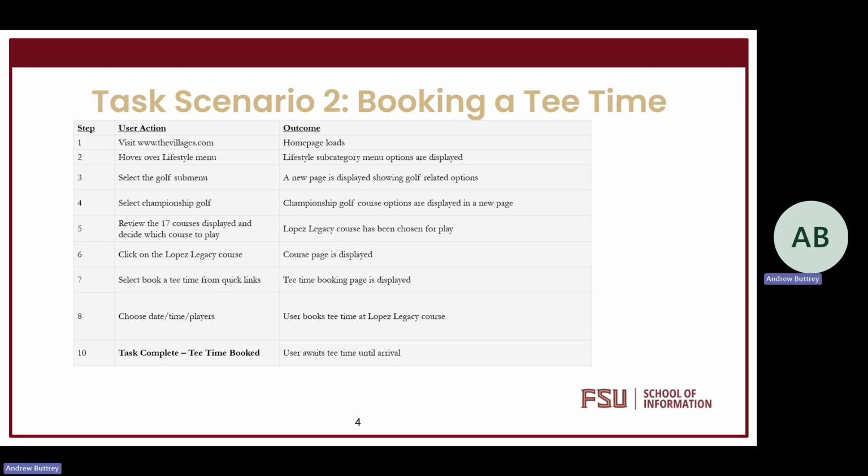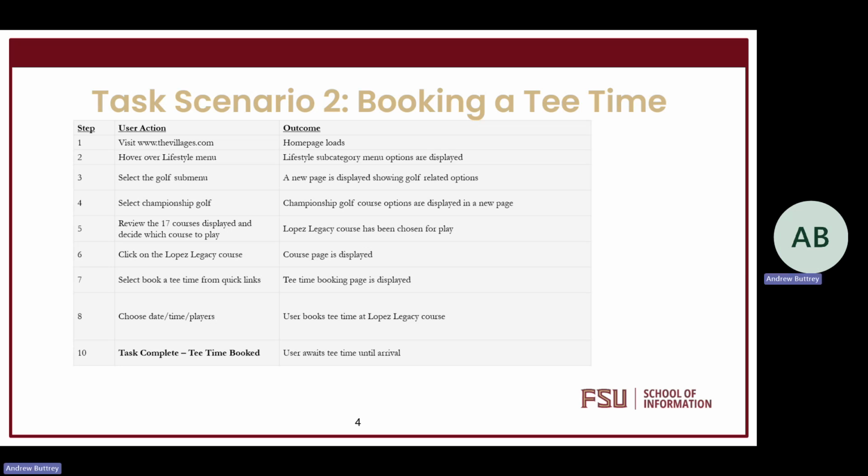The second scenario is booking a tee time, since the Villages has an avid golfing population. First, the user will open the Villages homepage. Next, they will hover over the lifestyle menu, where lifestyle subcategory menu options will be displayed. Next, they select golf from the submenu. A new page is displayed showing golf-related options. They then select Championship Golf, and the Championship Golf courses will be displayed in a new page.